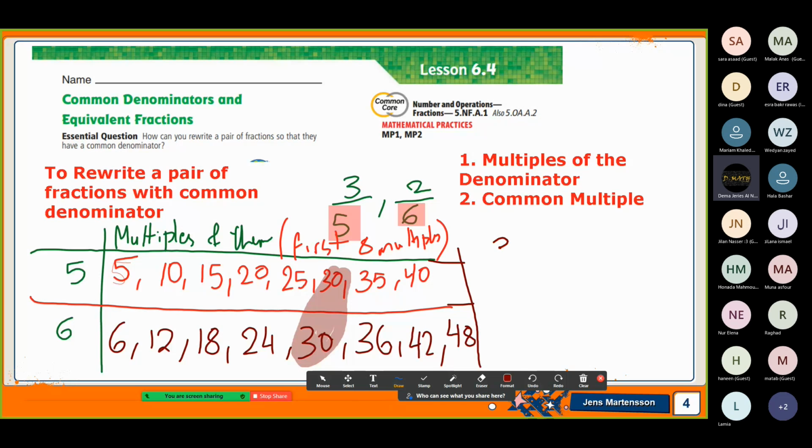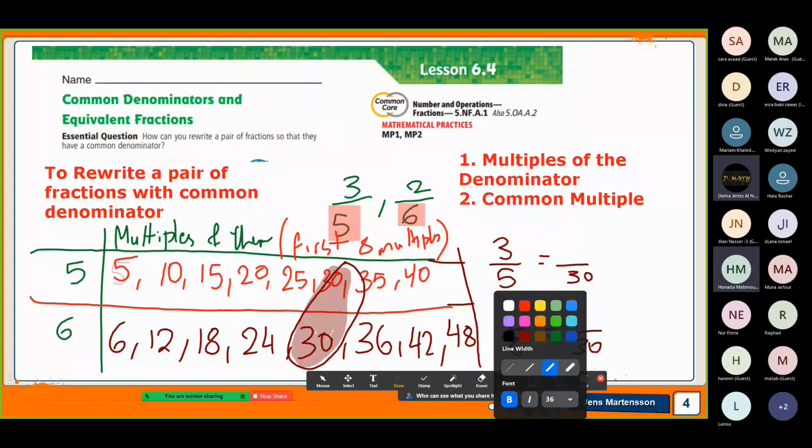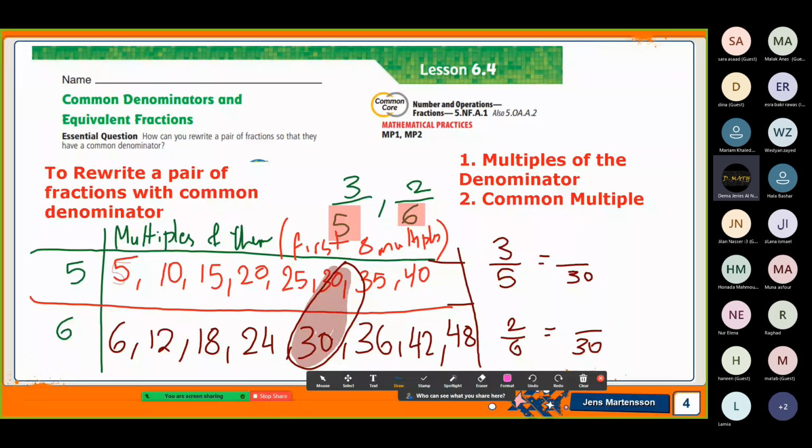I will write 3 over 5 and 2 over 6. But now I will rewrite the new equivalent denominator. What is the new equivalent denominator? Which is the common multiple, which is 30. So I will write now the 2 fractions, but now I want to write the equivalent one of them. Now, I will take the common denominator, which is 30. Then, if I change the denominator, her sister, the numerator, wants to change herself too.